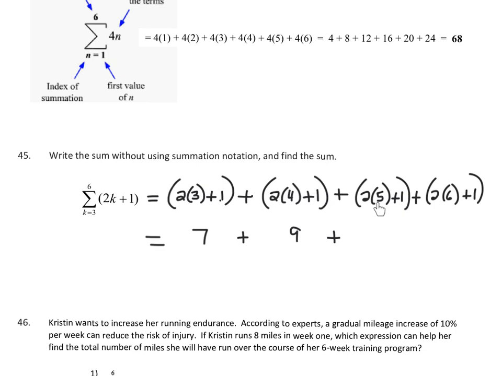2 times 5 is 10, and 10 plus 1 is 11. And then same thing here. 2 times 6 is 12, and 12 plus 1 is 13.